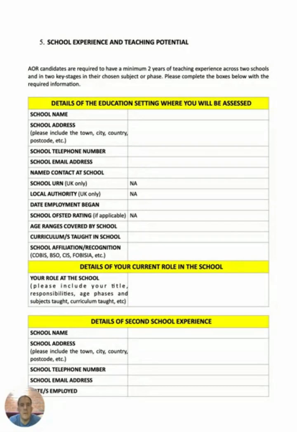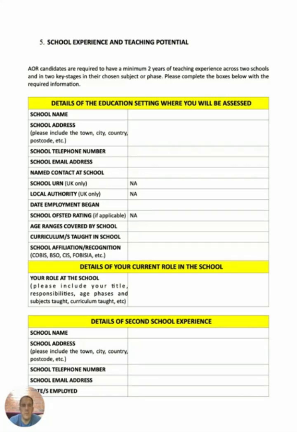Next up is your school experience, looking at your current school, so the one you are looking to be assessed in, and also your previous school experience. Ideally, it would be your last school experience, but it doesn't have to be. I know some people have moved from school to school, and it might not be the previous school that is the one you are looking to have your second school experience in.